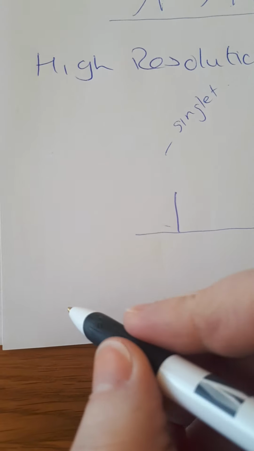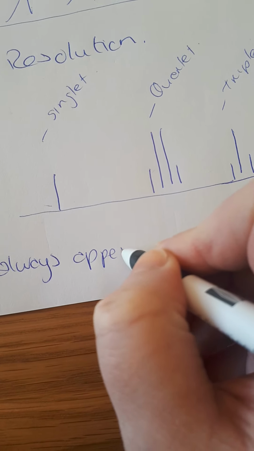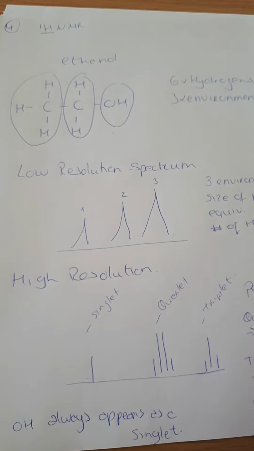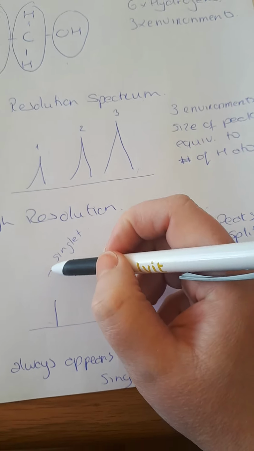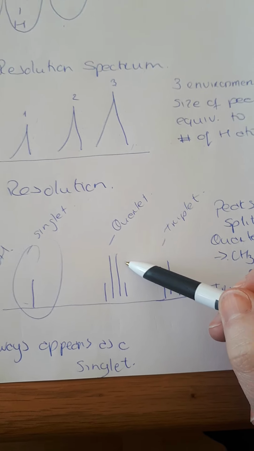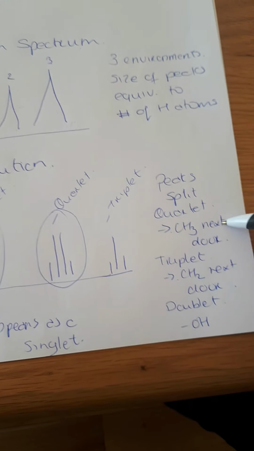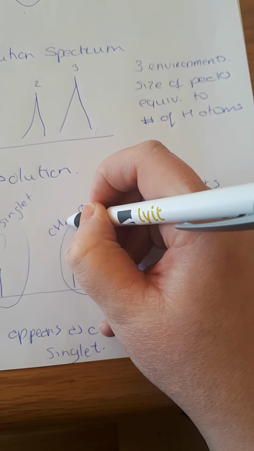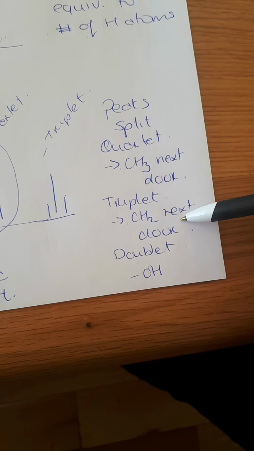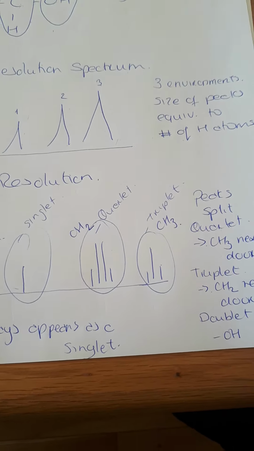Now I'm going to write down here, the OH always appears as a singlet. So this peak here, that is your OH. This quartet here, remember we said quartet has a CH3 next to it. So that's your CH2, this one here. And then a triplet has a CH2 next door. So that there is your CH3 peak.